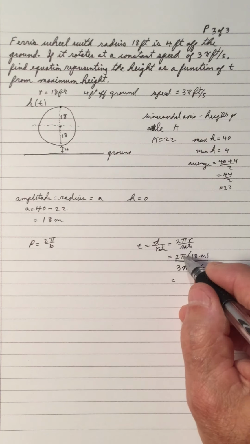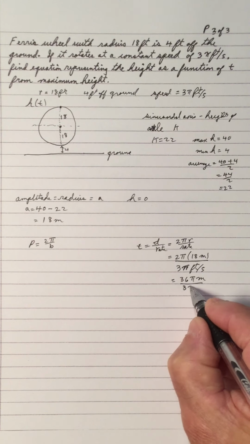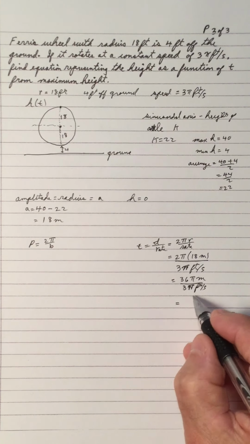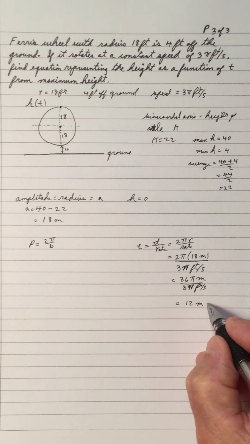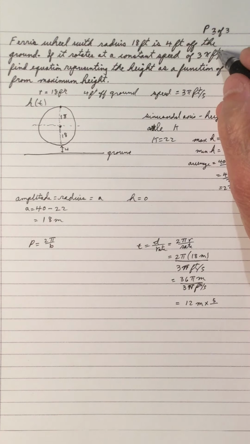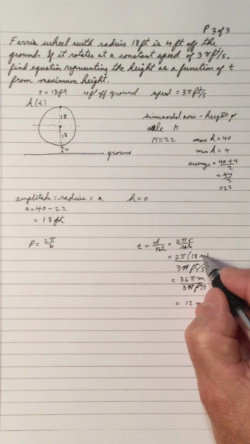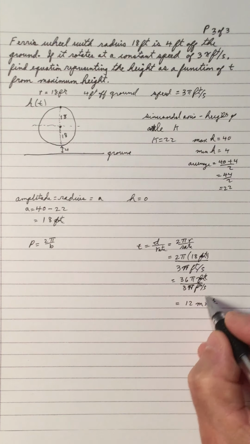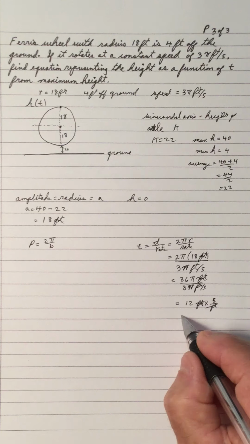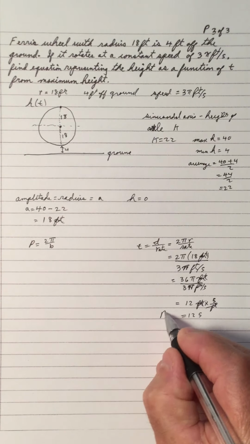So that's 36 pi feet divided by 3 pi feet per second. So that's 12. Notice I said meters, but it's not meters, it's feet. Sorry about that. And we have seconds divided by feet, so the feet cancels. So that's 12 seconds. So your period is 12 seconds.